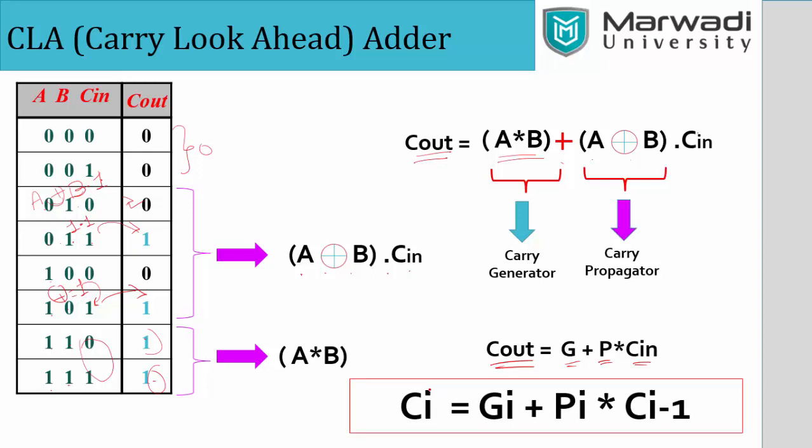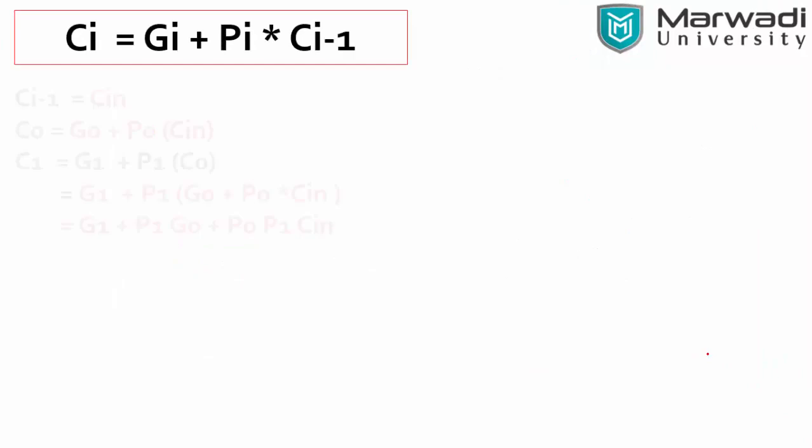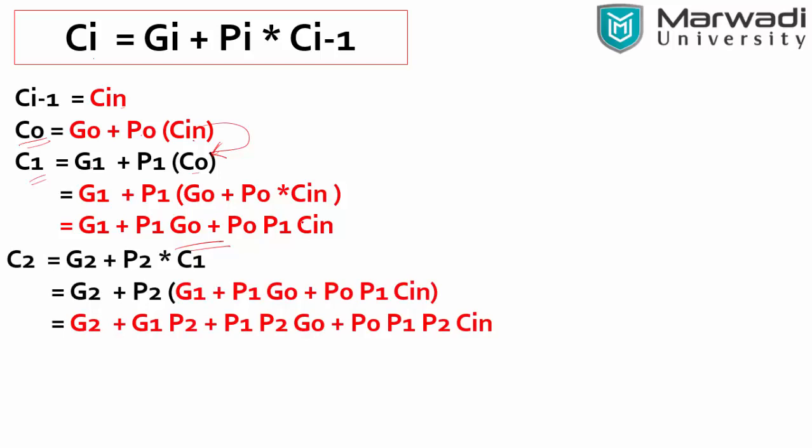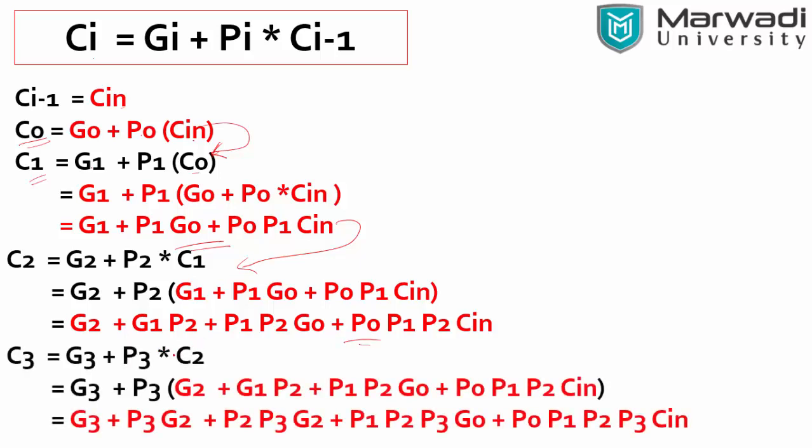So for n number of bits, I can write Ci equal to Gi plus Pi into Ci minus 1. This is nothing but the carry to the input block. Now based on this, for C0, if I put i equal to 0, I get G0 plus P0 into carry in. For C1, G1 plus P1 into C0; substitute this value and you get this expression. Again, C2 equals G2 plus P2 C1. Then substitute the C1 equation into this C2 and we get this equation, and finally C3.